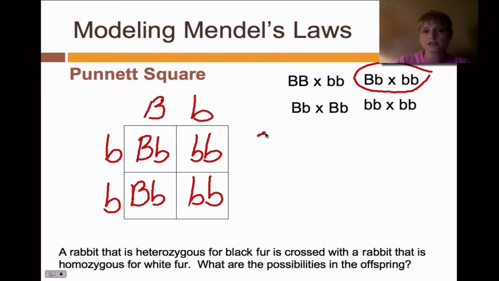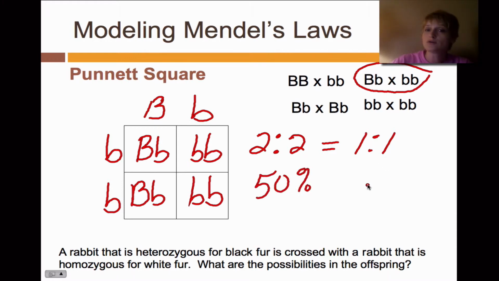So we can look at that in terms of ratios. The ratio would be 2 to 2, and we would simplify that. That would be a 1-to-1 ratio. Or we could say what percent of the offspring would have the heterozygous genotype. That would be 50%. Or we could ask that question in terms of what percent of the offspring would have white fur. And we would say, okay, well, the white fur has to be the recessive alleles, so 50% would have white fur.